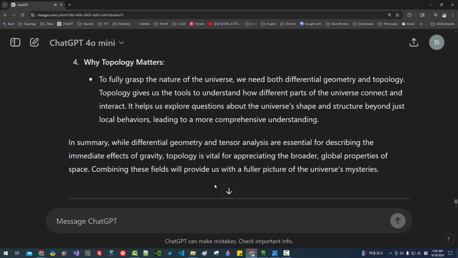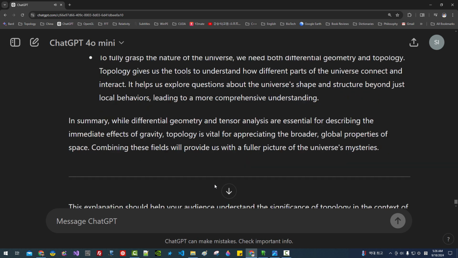Why topology matters. To fully grasp the nature of the universe, we need both differential geometry and topology. Topology gives us the tools to understand how different parts of the universe connect and interact. It helps us explore questions about the universe's shape and structure beyond just local behaviors, leading to a more comprehensive understanding. In summary, while differential geometry and tensor analysis are essential for describing the immediate effects of gravity, topology is vital for appreciating the broader global properties of space. Combining these fields will provide us with a fuller picture of the universe's mysteries.